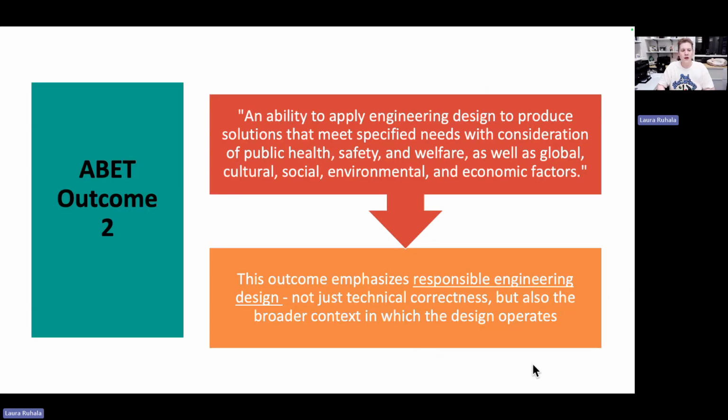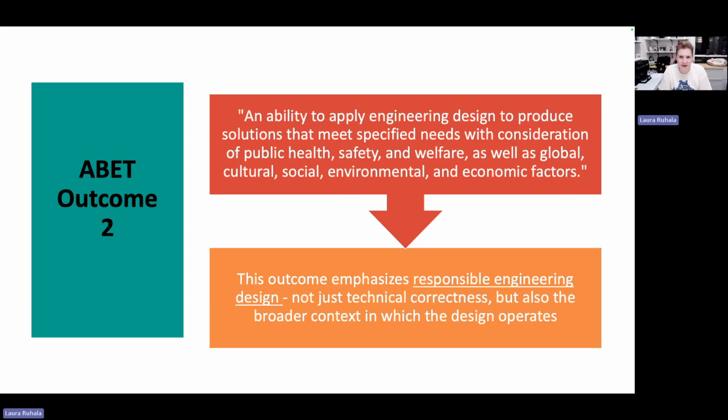Okay. So ABET Outcome 2 says that you need to have an ability to apply engineering design to produce solutions that meet specified needs with consideration of public health, safety, and welfare, as well as global, cultural, social, environmental, and economic factors. Kind of a mouthful. Okay, what this really is emphasizing is the need for responsible engineering design.